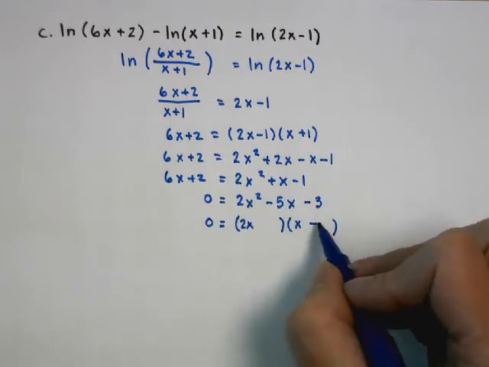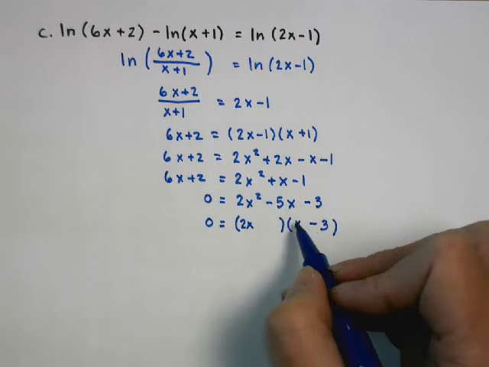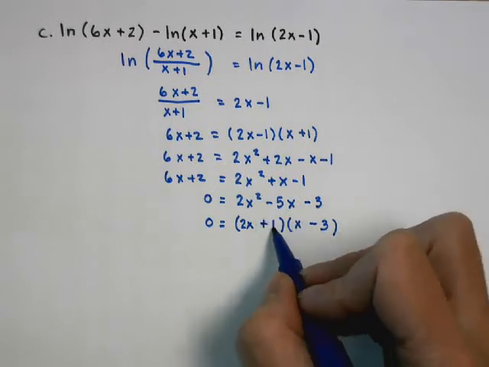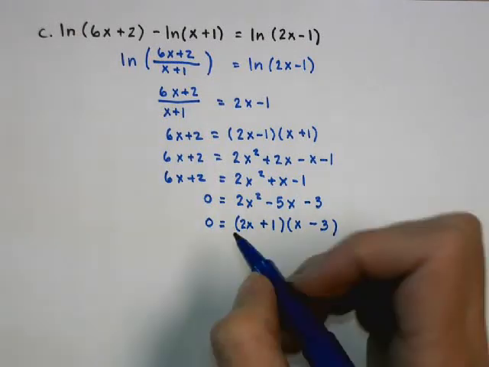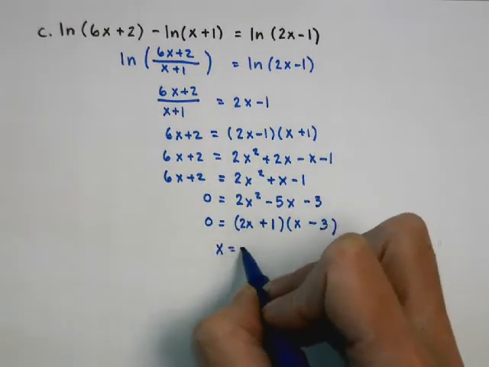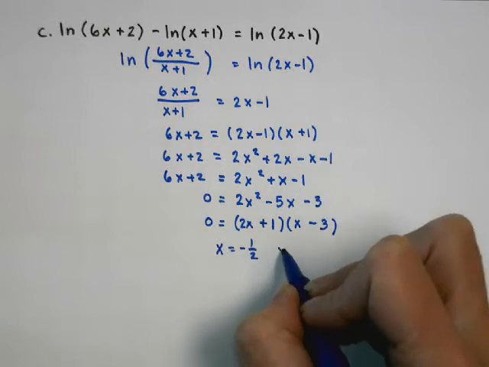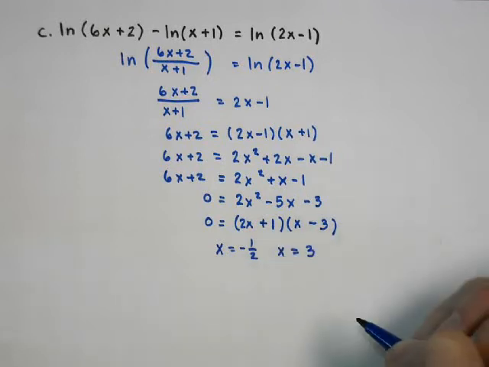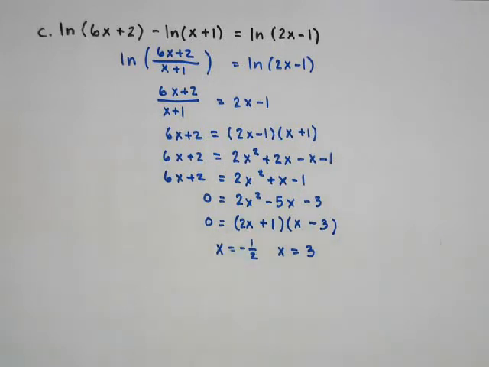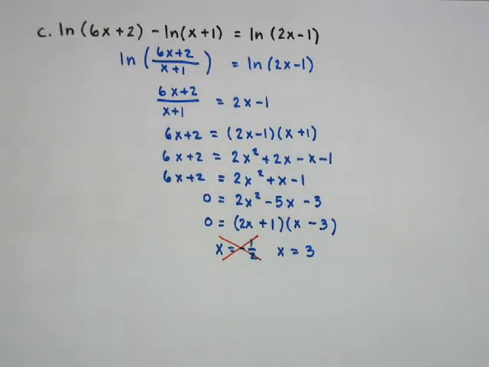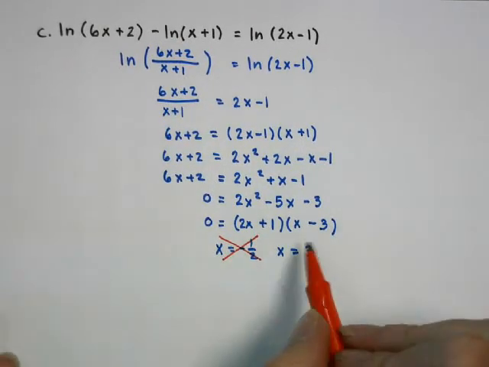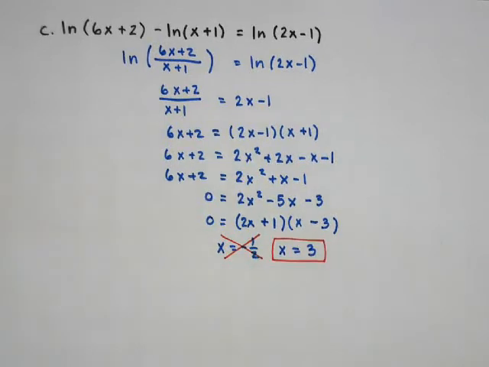Well, if I multiply a 2 times a negative 3 and the 1 times a plus 1, that'll give me that middle term. So either x is equal to a negative 1/2 or x is equal to 3. In this case, though, the negative, again, isn't going to work. It's going to create negative values in our logarithms, and the 3 is just fine. So our solution is just x equals 3.